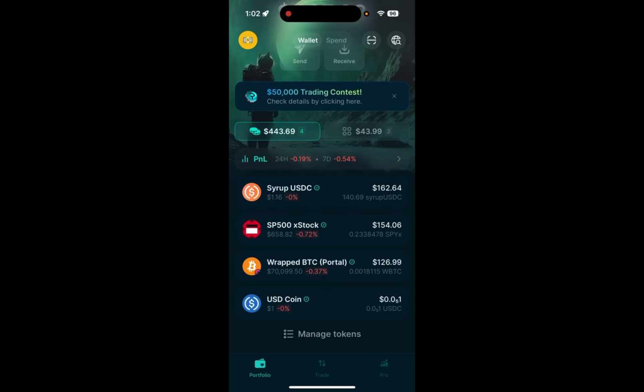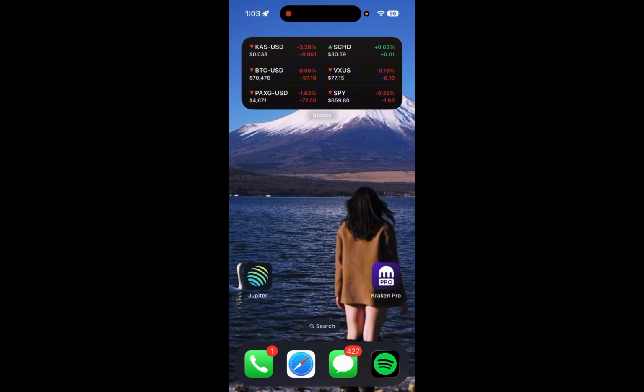Alright, for the other assets, we've got Syrup USDC still number one. It's $162, whereas the S&P 500 is $154. Bitcoin is $127, and no asset is able to compete with Syrup USDC. Second best that we've got is the S&P 500 so far. So Bitcoin and Kaspa are still under Syrup USDC, which is our baseline. So that is our portfolio for today.